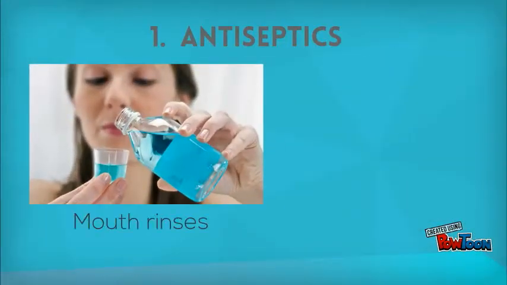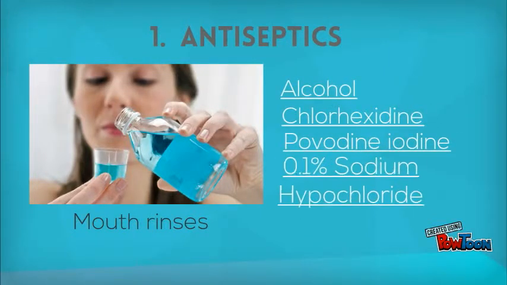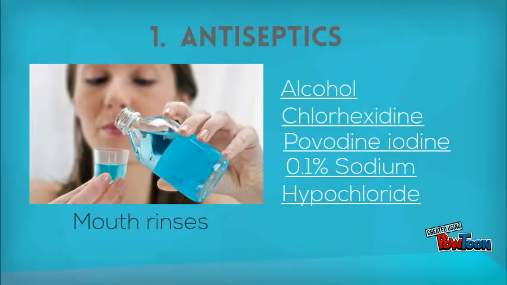Antiseptics. Mouth rinses can control the excess growth of bacteria. The goal is to prevent them from causing disease. These rinses contain alcohol, chlorhexidine, povidone iodine, and 0.1% sodium hypochlorite.